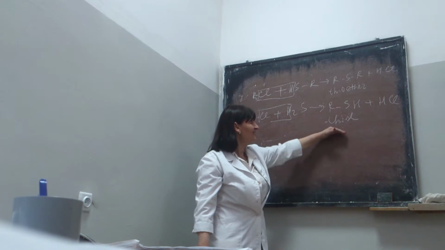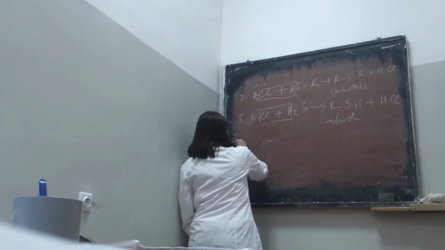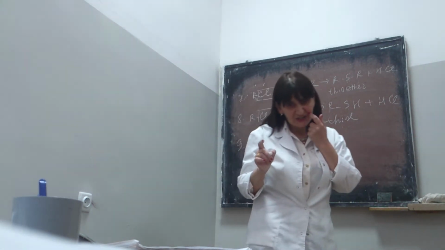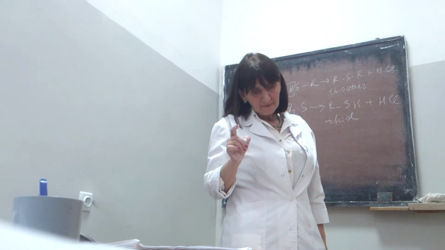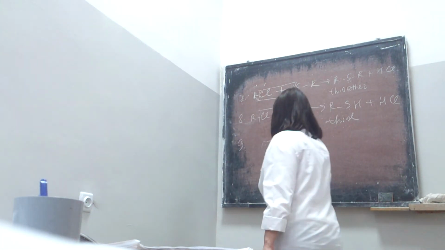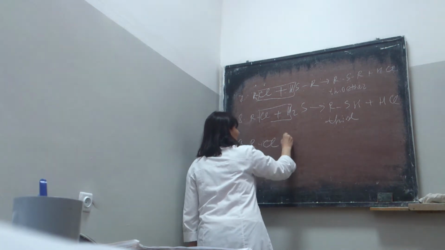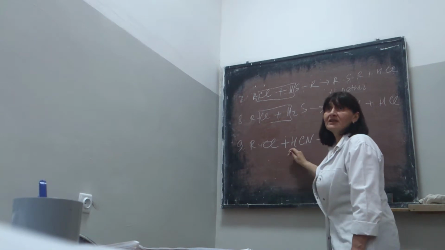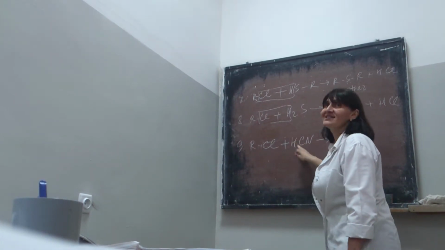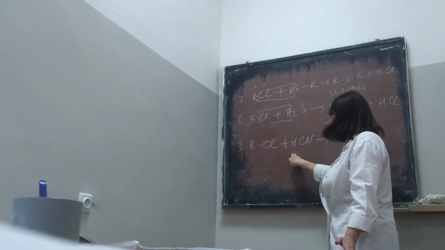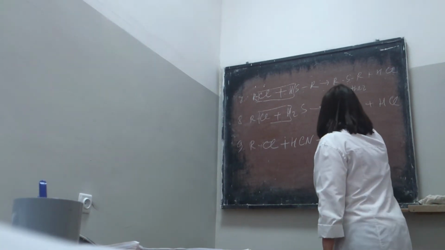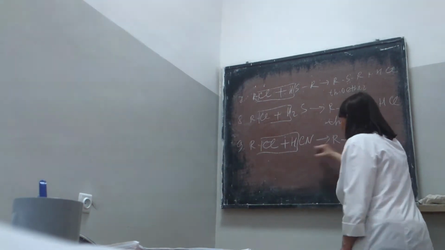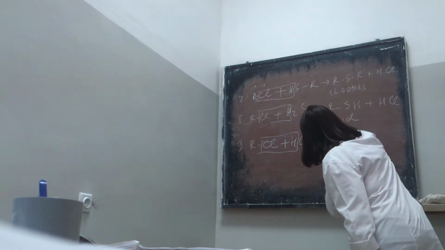Now, the ninth reaction is the reaction with cyanide. RCl plus hydrogen cyanide gives HCl. So, this one is hydrogen cyanide. It's an acid once again. Hydrogen cyanide. And in this case, you get nitrile, C triple bond, and this triple bond you have here. Nitrile.